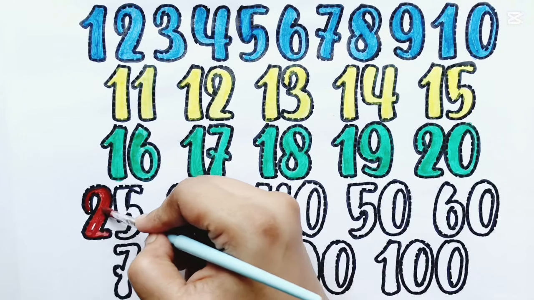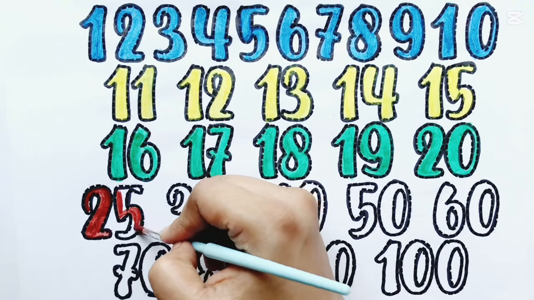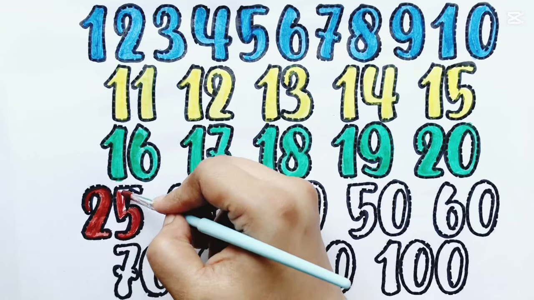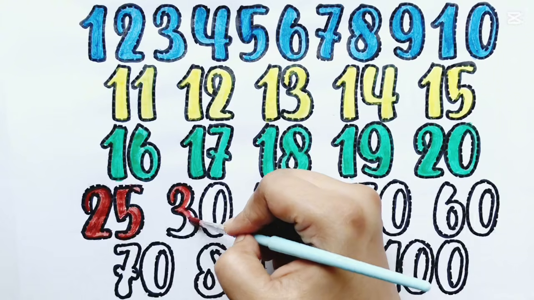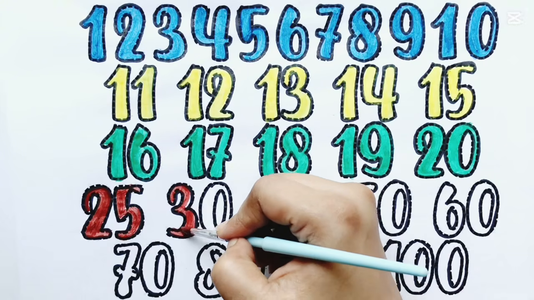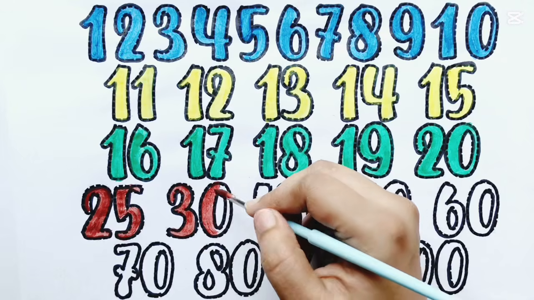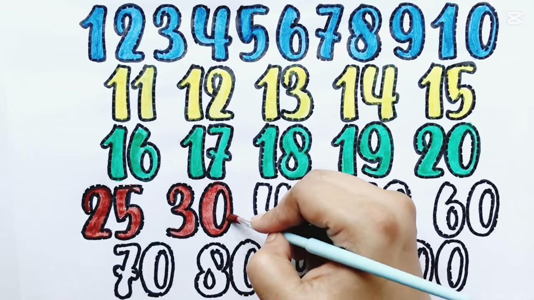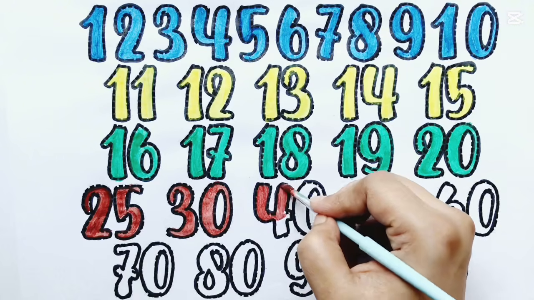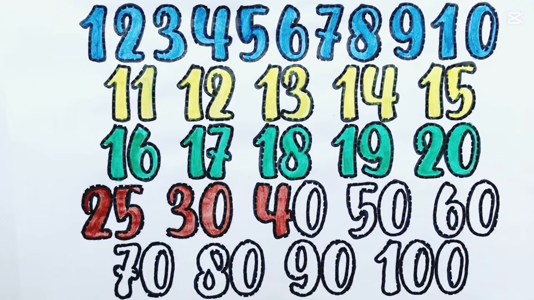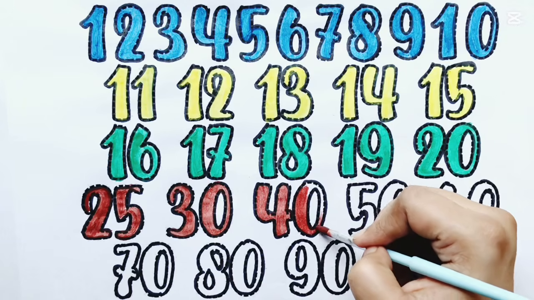Brown color. Number 25. Address, animal, answer. April. 30. Item. Ambulance, airplane, arrow. Alligator. 40. Ant. Amazing.